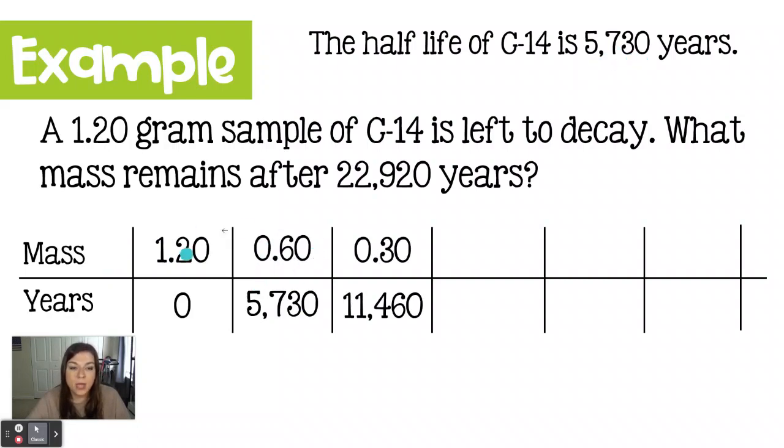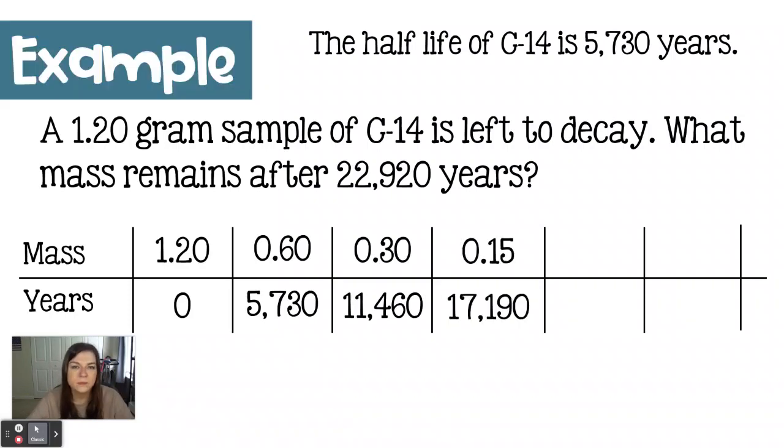So up top, we are going to cut the mass in half. Now we're down to 0.60, and only one half-life has passed. So we are at 5,730 years when we only have 0.6 grams of the sample. Now, after another half-life, on the bottom we're adding that 5,730. That brings us to 11,460 years. And the sample would be cut in half for the second time, giving us 0.3 as the mass. Now, in the third half-life, 17,190 years have passed, and we take that 0.30 and divide it by 2. We're chopping it in half again, and now we are at 0.15 grams.